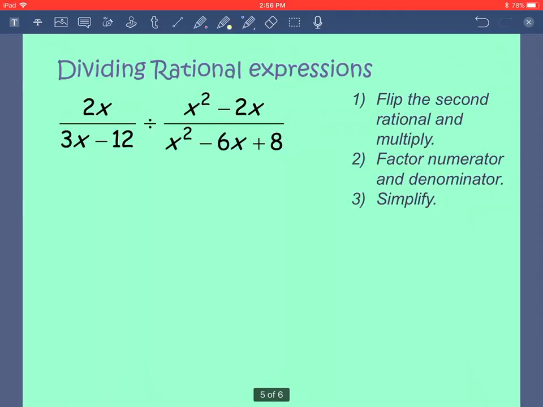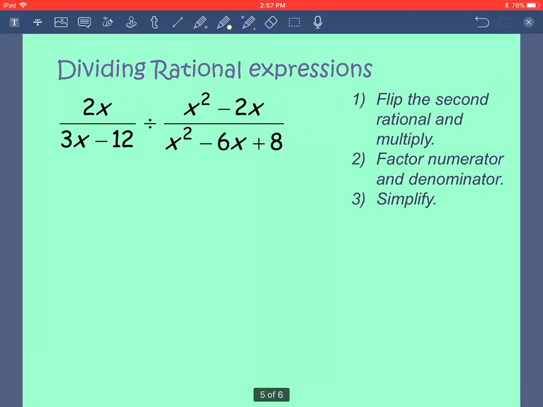Dividing rationals, we approach it the same way that we've done dividing fractions. So when you divide fractions, you copy the first fraction and you multiply by the second fraction's reciprocal. So you just flip the second fraction. Same thing here. So 2x over 3x minus 12 divided by x squared minus 2x over x squared minus 6x plus 8. I'm going to factor everything, but before I do that, I'm going to do copy dot flip. Actually, I can go ahead and combine steps.